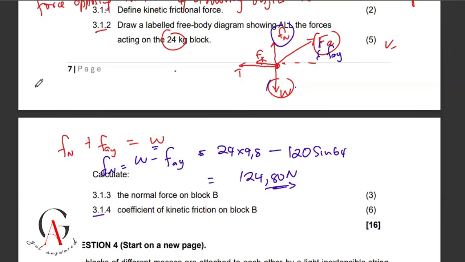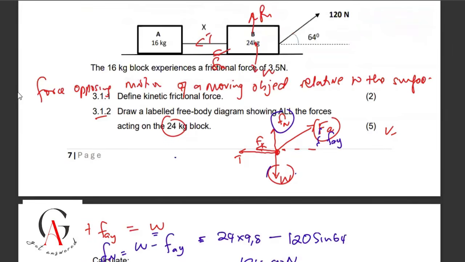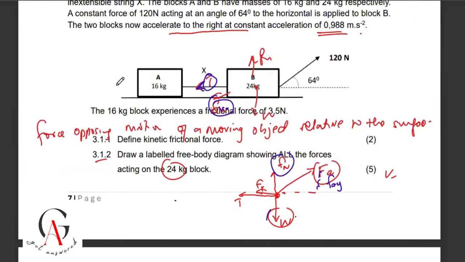All right, then 3.1.4. They're asking us for the coefficient of kinetic friction on B. Before we get the kinetic friction on B, we can use the F net and get the frictional force first. But we also need the tension. Unless we combine the entire system and ignore the tension, but either way, we have to solve these things simultaneously.